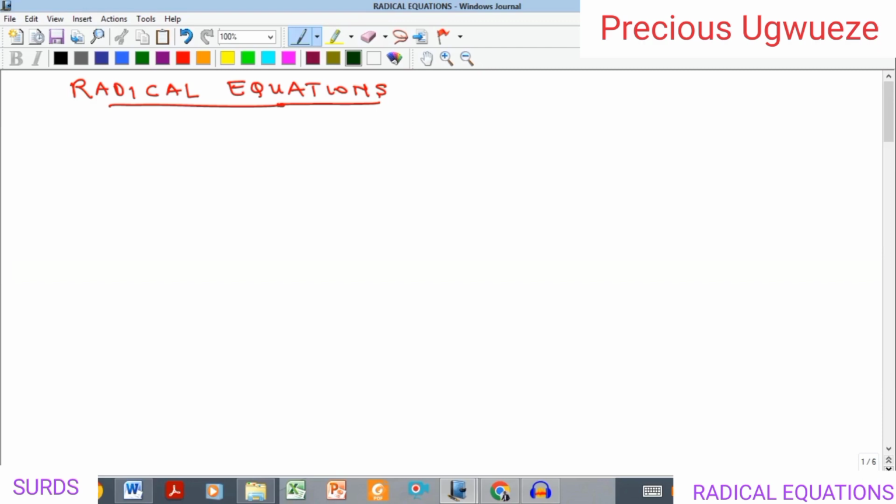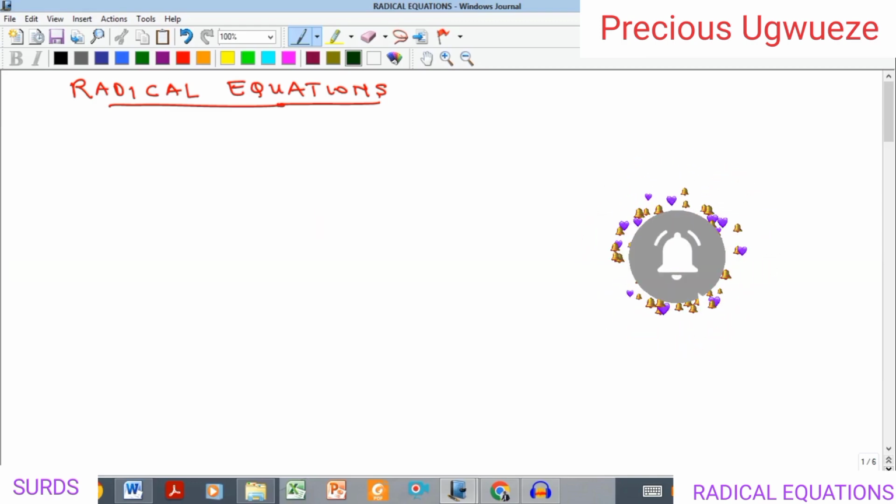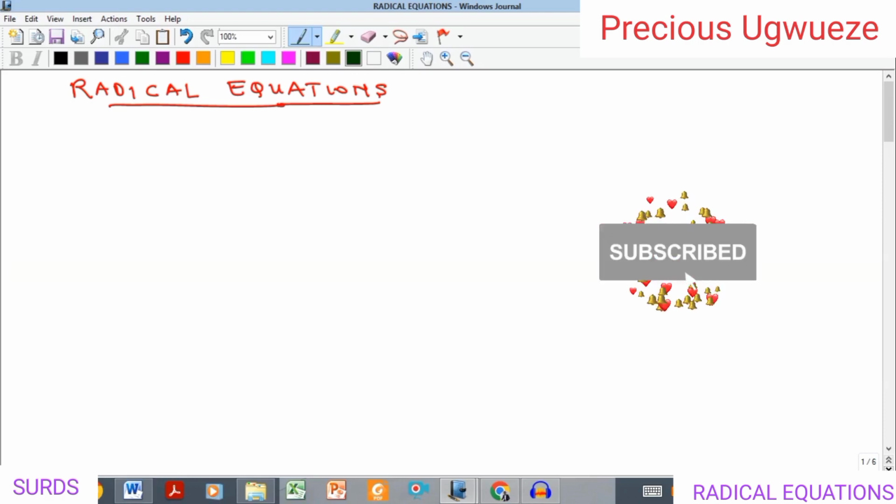In this class, we'll quickly be looking at the concept of radical equations. Radical equations are also called surdic equations. And what are radical equations? We've talked about surds. And so radical equations are equations that have two things that define them. Number one, they contain radicals in them. These equations have radicals, and that is not all.